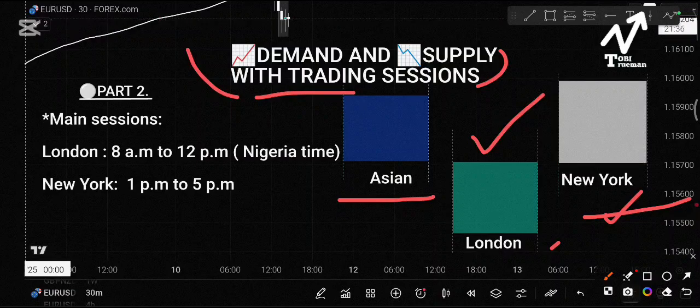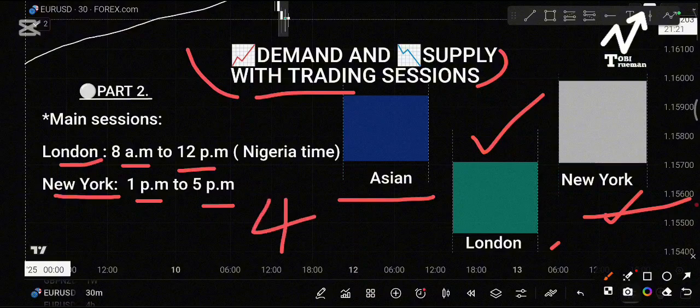you'll see that the London session starts from 8 a.m. to 12 p.m. Nigeria time. And then the New York session starts from 1 p.m. to 5 p.m. Nigeria time. If you look at each of these, they are just 4 hours apart, meaning that the London session is 4 hours in total and the New York session is 4 hours in total.